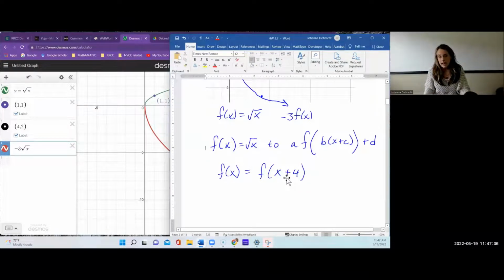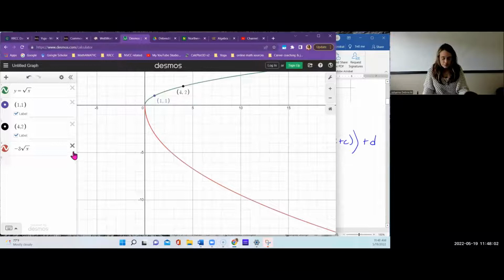Because it is affecting x and it's inside the main operation, it always does the opposite to what you think it would do. I would think a plus 4 would move it to the right 4, but because it's inside, it does the opposite and moves it to the left 4. What does that mean for our toolkit function? Let's revert back to the graph on Desmos and see what happens to our graph. I'm going to take the previous graph, negative 3 square root of x, off our graph.